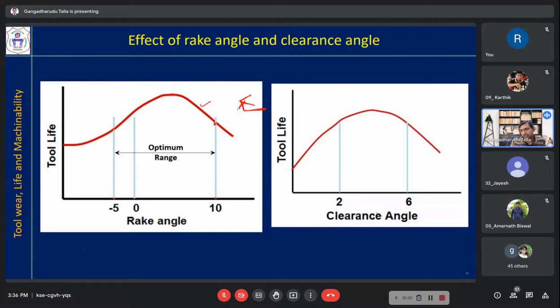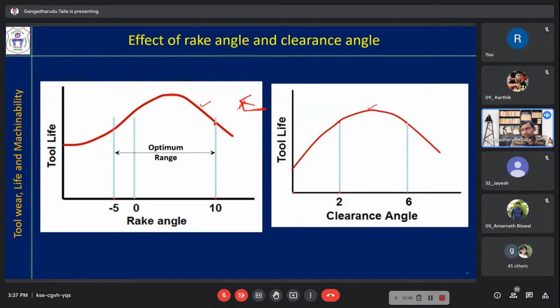Now coming to the clearance angle, if it is too low, then obviously there will be more rubbing action between the flank surface and the workpiece material. So tool life will be less. After some time, maybe around a 2 to 6 degree range, there is enough clearance between the tool and the machined surface. But anyhow, some amount of contact is unavoidable. But wear is gradual, so tool life is more in this range.